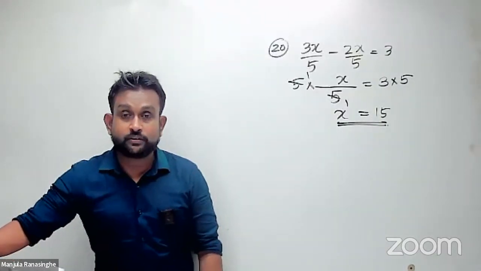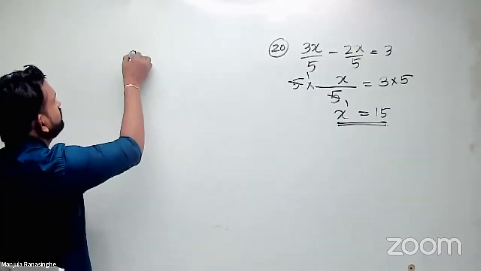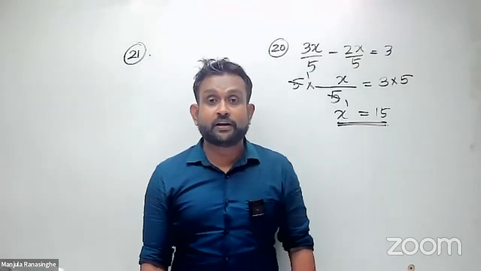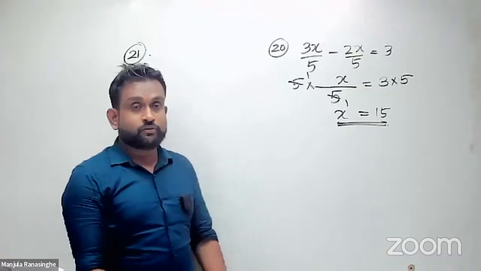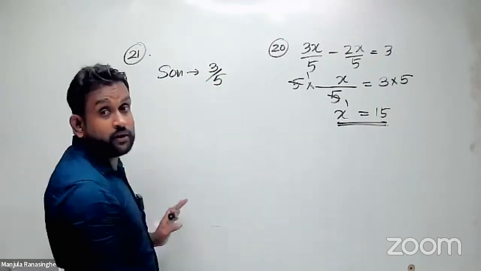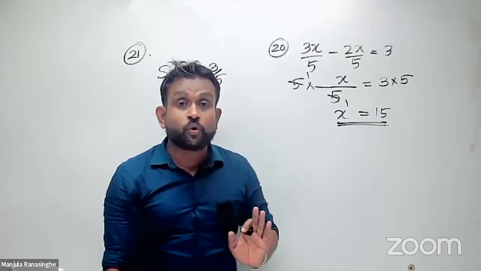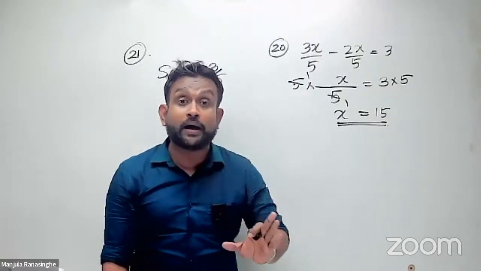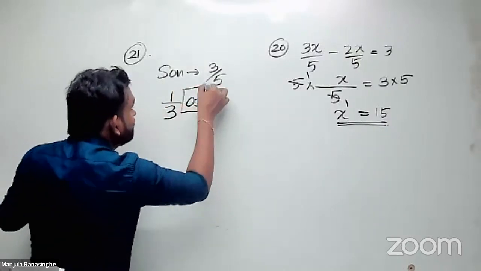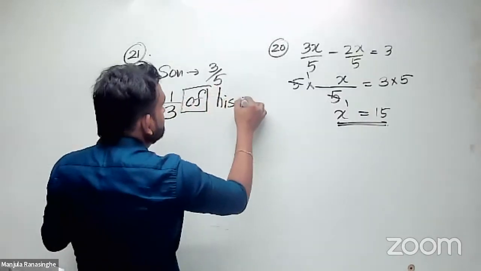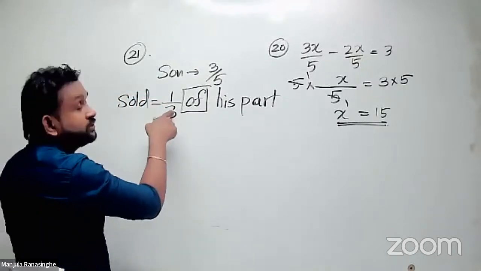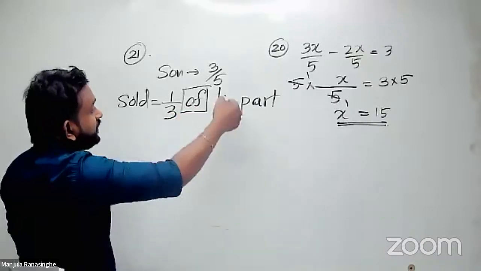Now we are moving to question number 21. A father gives 3 upon 5 parts of his land to his son. So what is the part given to the son? 3/5 of the land is given. The son sold 1/3 of his part. That is the wording: 1/3 of his part being sold. That is the sold part.